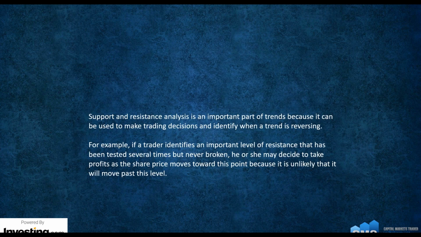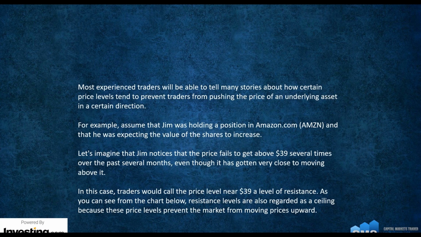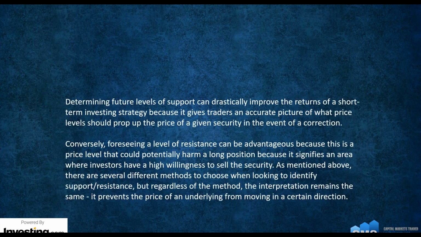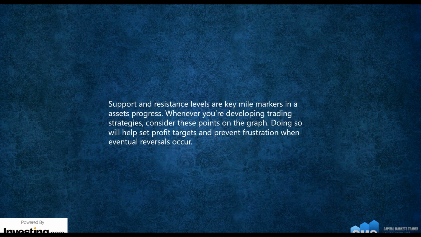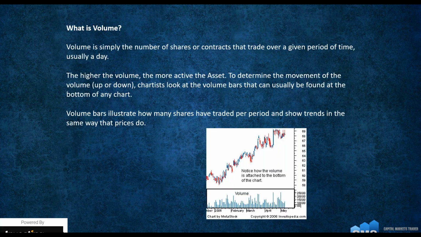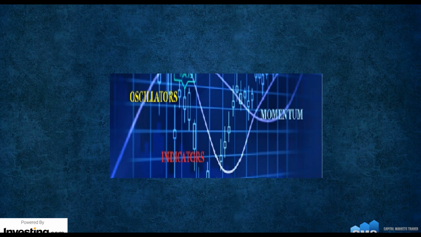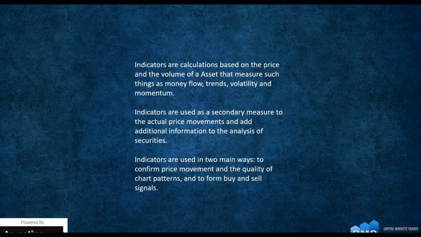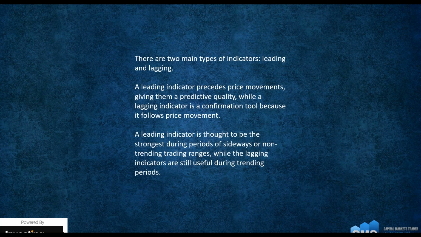And then lastly, we come to what everybody here wants to talk about. And everybody thinks it's the most important, or the entire field of technical analysis, only because it's talked about the most. And these are technical indicators, oscillators and indicators. Indicators are calculations based on the price and the volume of an asset that measure such things as money flow, volatility, and momentum. Indicators, though, should be used as a secondary measure to actual price movements. These are RSI, stochastics, MACD, Williams percent R.